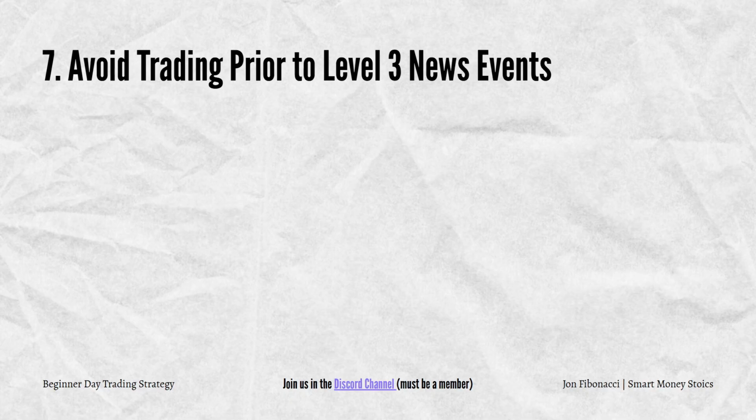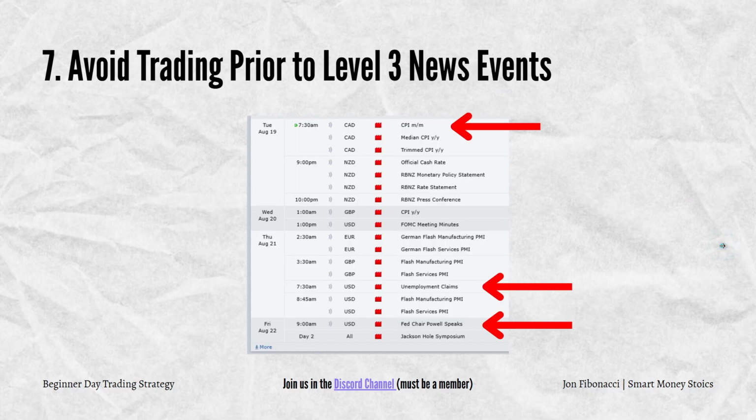Now, we need also to know when not to trade. So number 7 is avoid trading prior to level 3 news events. This is simple. If you go to forexfactory.com, you can throw on a filter that only shows the red folder news. In this particular case, I made this last night, but I'm recording this on August 16th. So this is the following week, right?